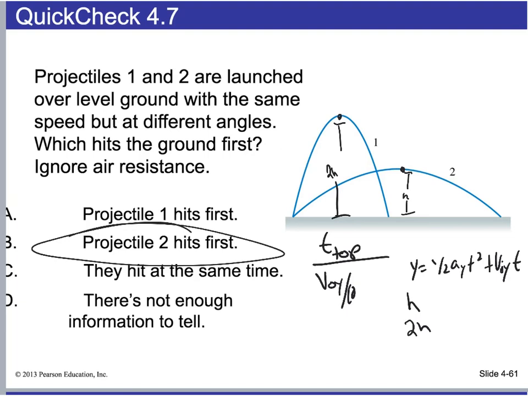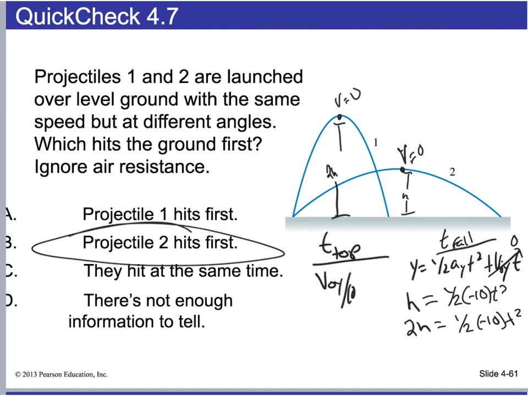Instead of talking about how long it takes to get to the top, we can talk about the time it takes to fall, because it should be the same, and this makes the initial velocity go to 0 because the velocity at the top is 0. And now you should be able to see that if you do h equals 1/2 times -10 times t squared, and 2h equals 1/2 times -10 times t squared, the 2h will be in the air for longer. So the one that hits the ground first should be about 2.